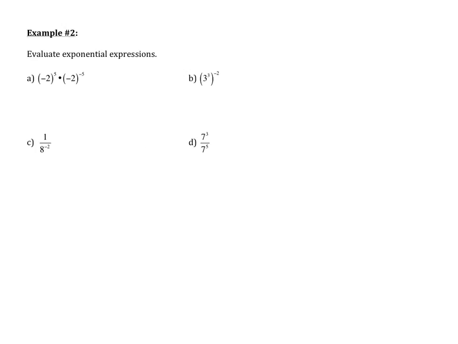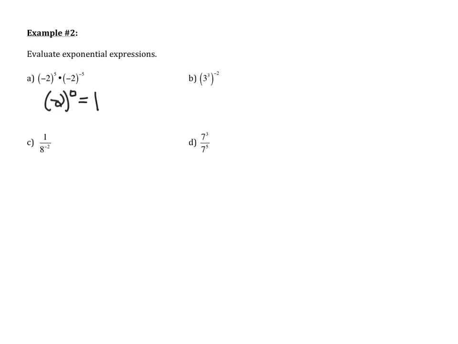Example number 2, evaluate exponential expressions. Part A says negative 2 to the 5th power times negative 2 to the negative 5th power. We know that we need to keep that negative 2 in parentheses, and whenever I am multiplying, I need to add the exponents. So 5 plus negative 5 is 0, so I'd have negative 2 to the 0 power. Well, anything to the 0 power is equal to 1, so this entire problem is equivalent to 1.